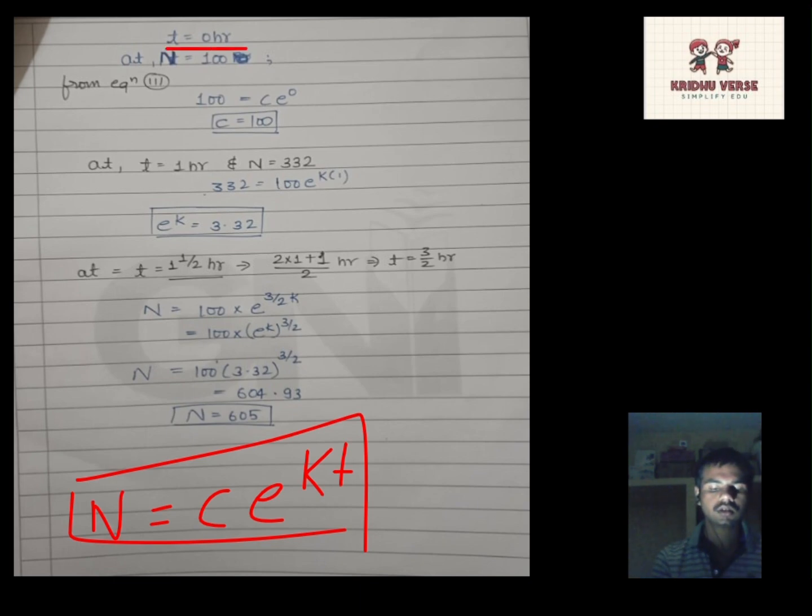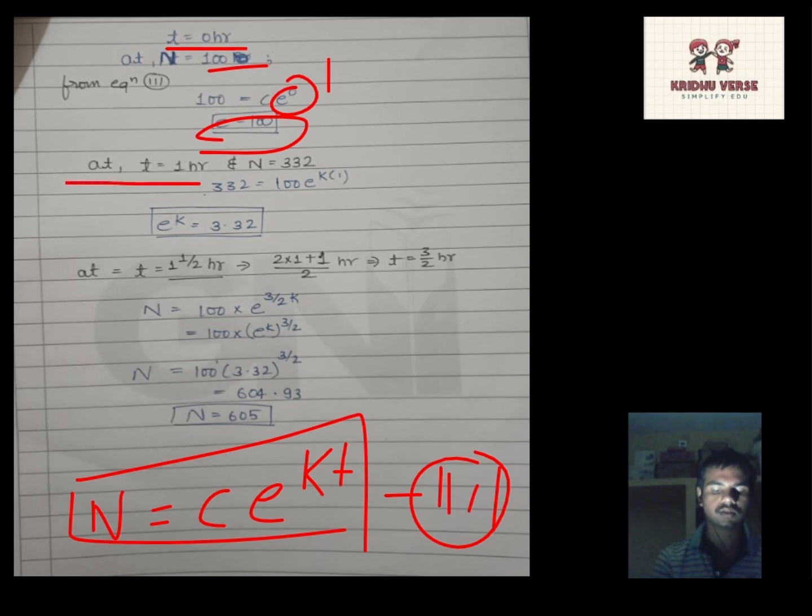Okay. Now we have to put t equal to 0 here and n equal to 100 from the initial condition. So from equation third, it will be 100 equal to c e power 0. E power 0 is always 1. So c equal to 100, we got this value here. Now we'll substitute the c value 100. At t equal to 1 hour, second condition, we get n equal to 332.